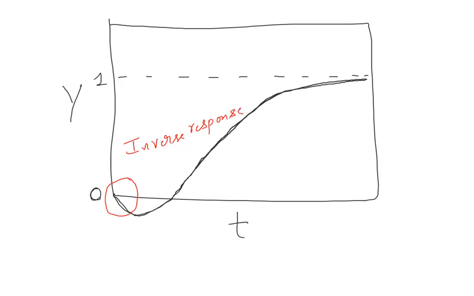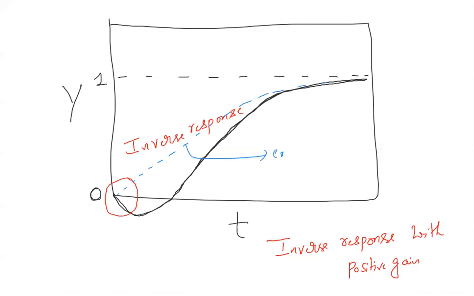What is meant by inverse response is the slope is negative initially. So these kinds of systems are called inverse response with positive gain. Basically when you see y of infinity is 1, you will expect that it will go like this. This is how you expect, but this is what is reality. The reality is your initial slope is negative.